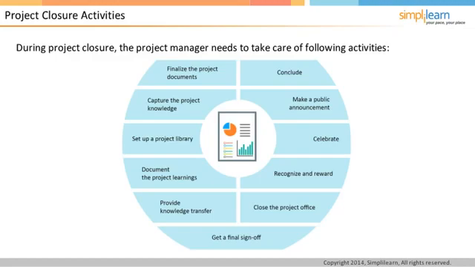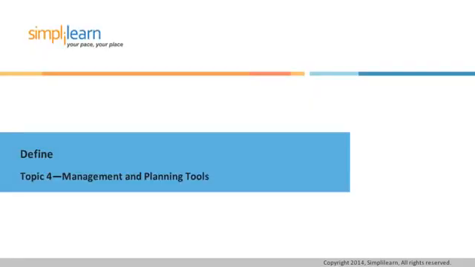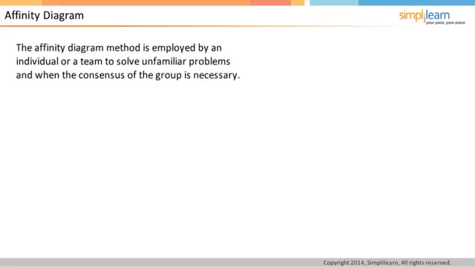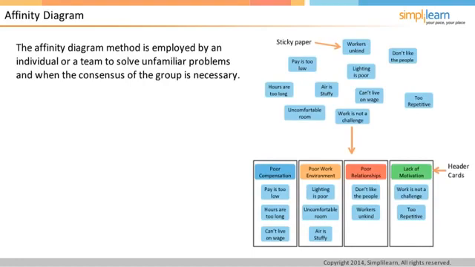In this topic, we will discuss management and planning tools. Let us start with a discussion on affinity diagram in the next screen. The affinity diagram method is employed by an individual or team to solve unfamiliar problems. It is an effective medium where the consensus of the group is necessary. The given affinity diagram is based on an organization where the employees are not satisfied.